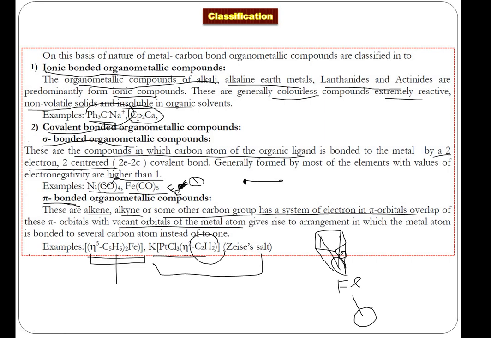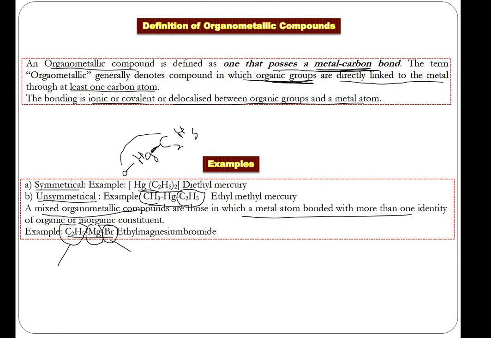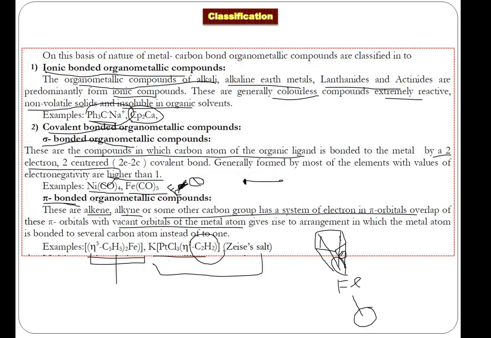So this was our today's class regarding the definition of organometallic compounds, examples, and then the basic classification into ionic and covalent bonded organometallic compounds.